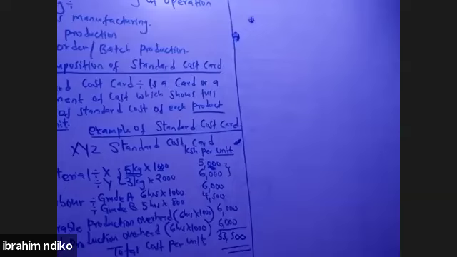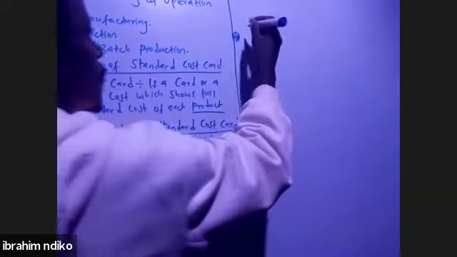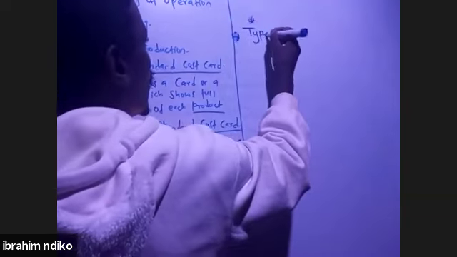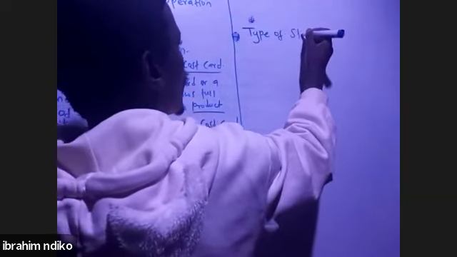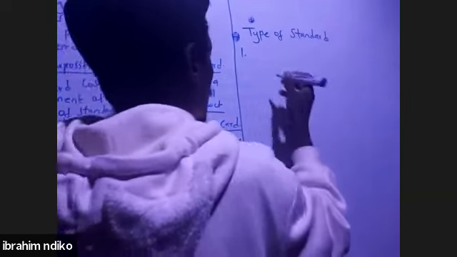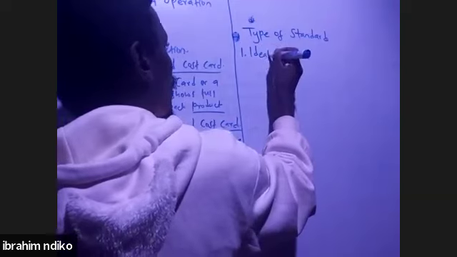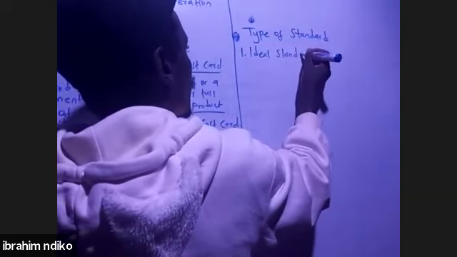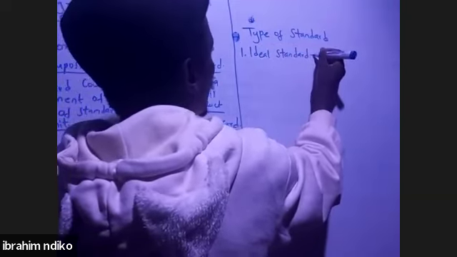So you have ideal standard, we have attainable standard, we have current standard, and you have basic standard. We start with the first one. So type of standard number one, ideal standard.